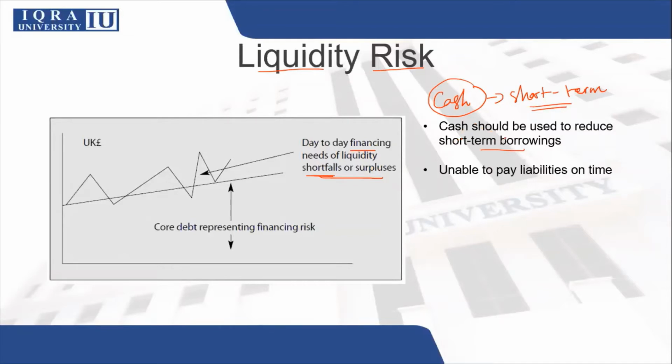Another point is, what happens if they're unable to pay liabilities on time? If there is a liquidity problem and the business is out of cash and unable to pay their liabilities on time, the company goes into financial distress, which means that the company might negotiate with their creditors to give them some more time. Then this will go into the market and it will harm the reputation of the company.